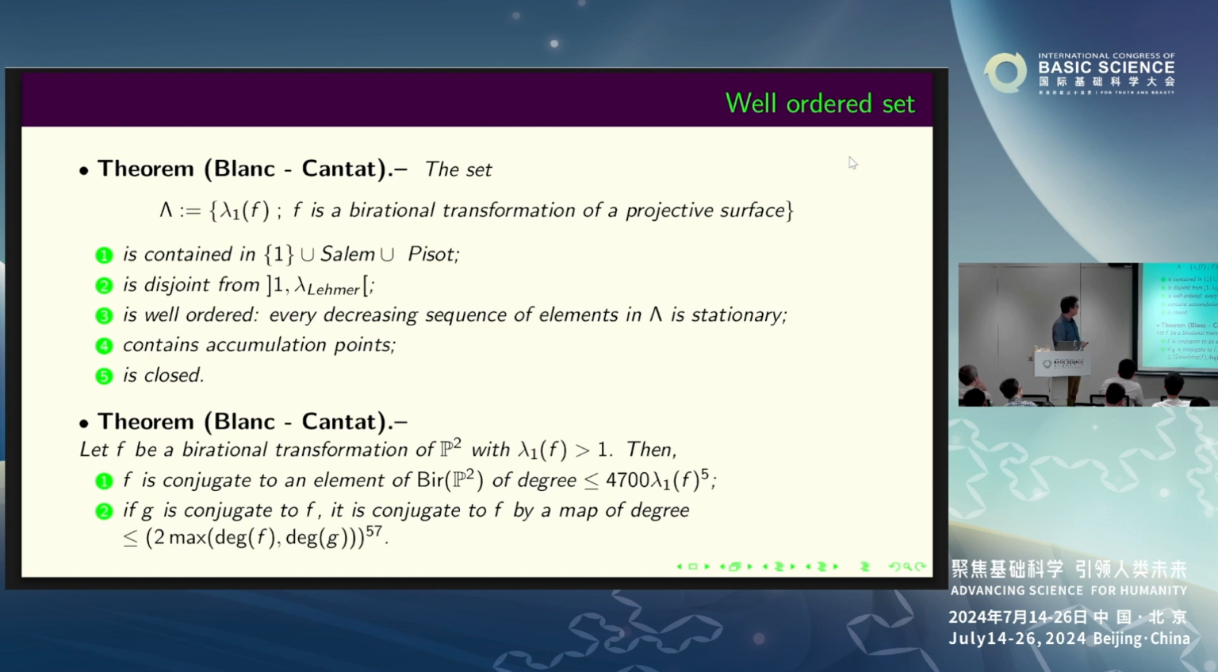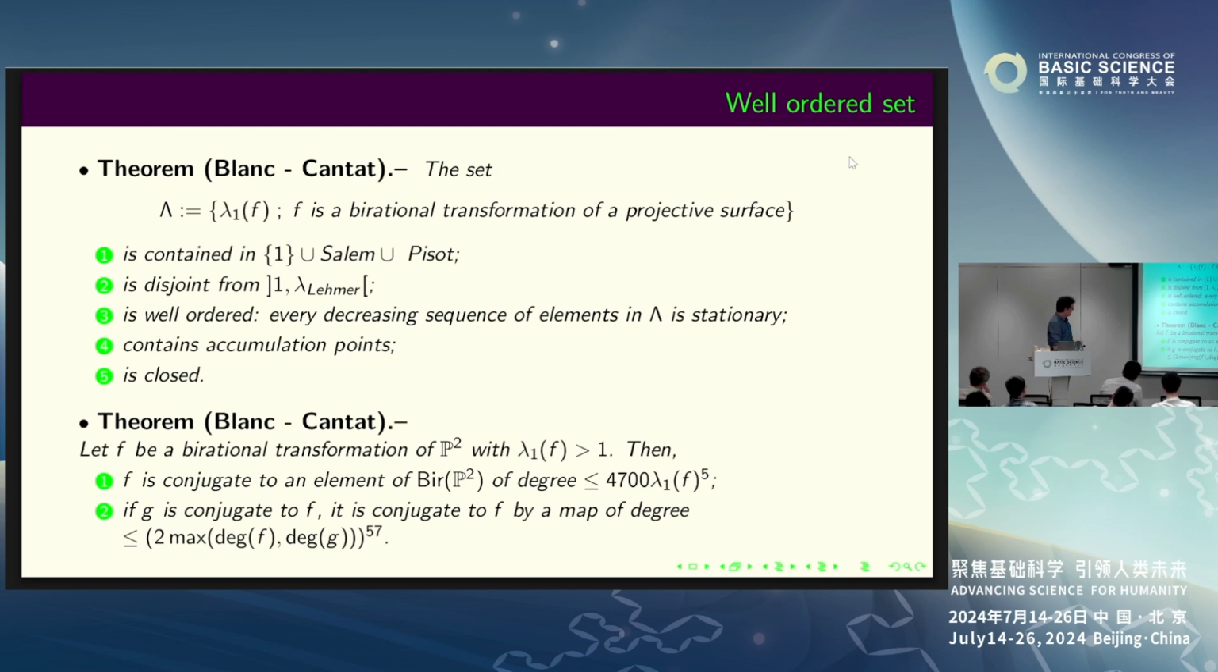The new result here is that this set is well ordered. This means that you can have increasing sequences converging towards some limit, but if you consider a strictly decreasing sequence, it has to stop. Any strictly decreasing sequence in this set is finite. Which means that as soon as you have a number in your spectrum, there is a small interval above this number without any spectral value, without any dynamical degree. So you have gaps everywhere.